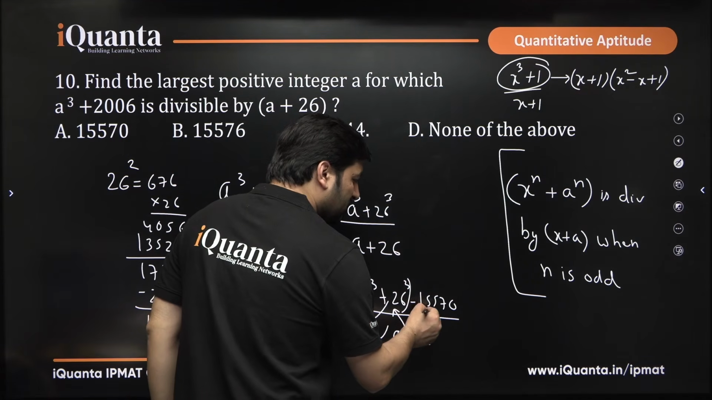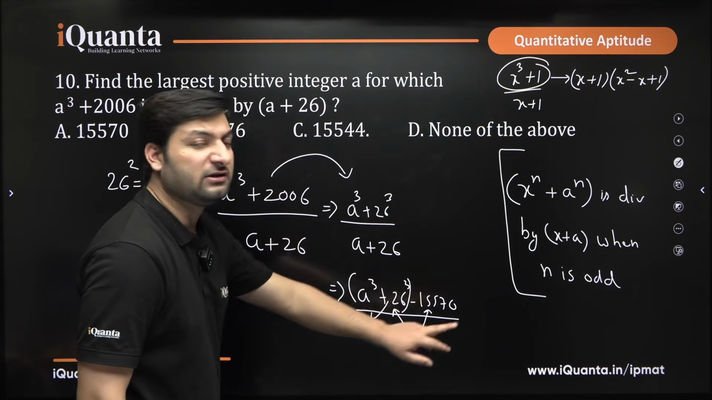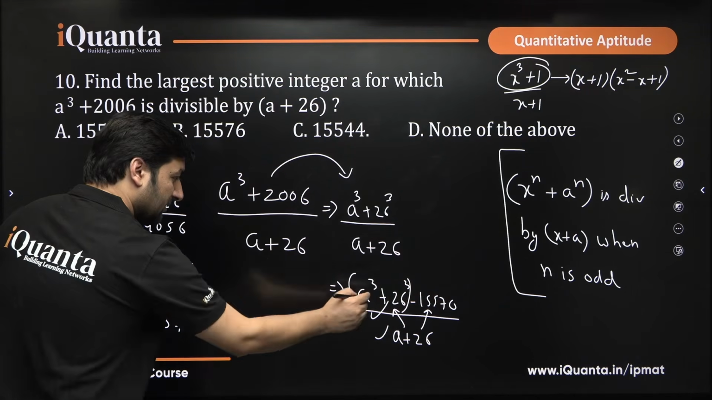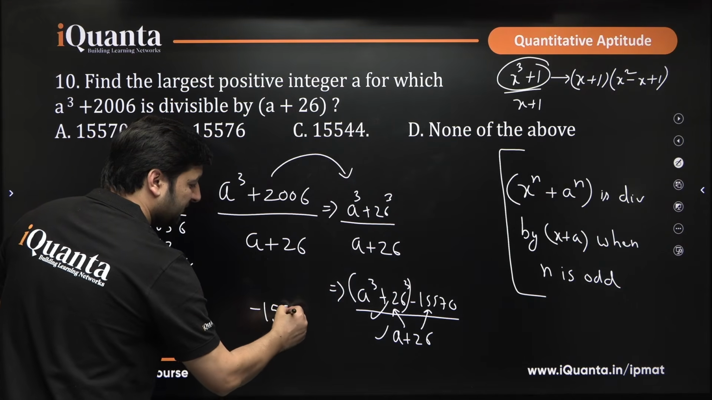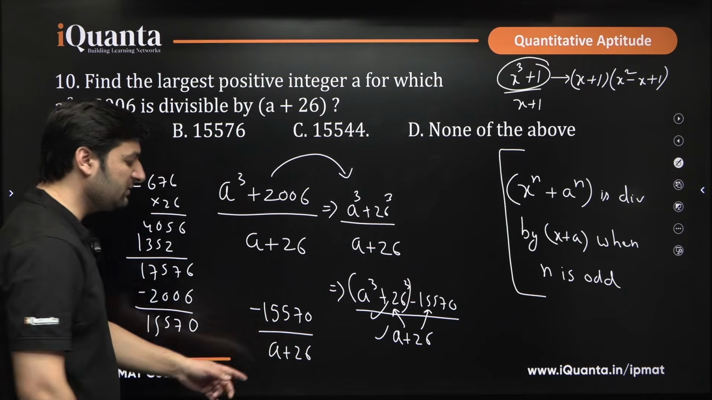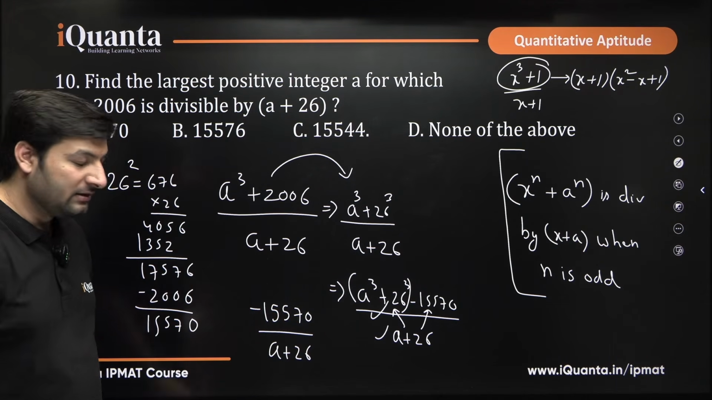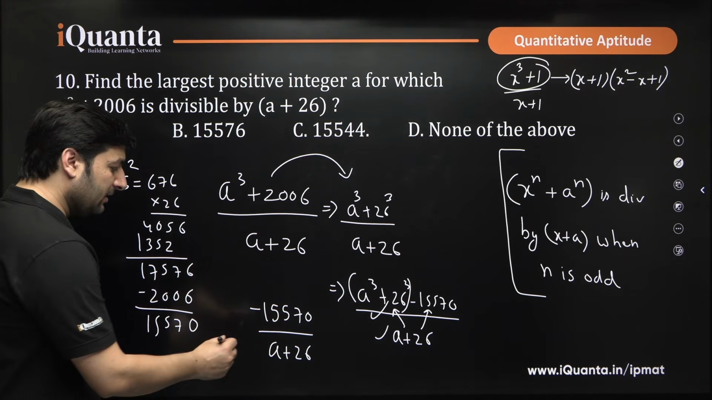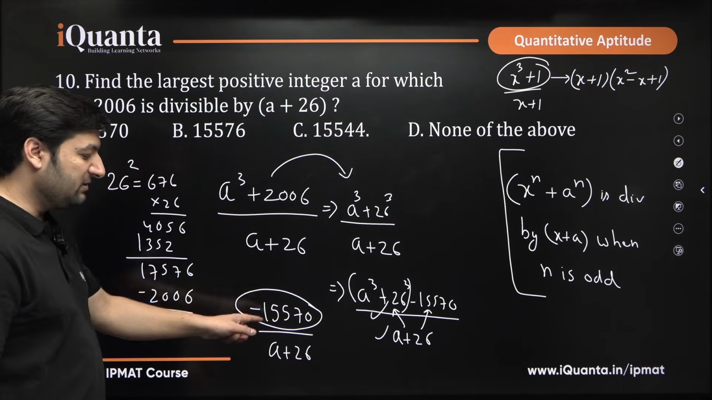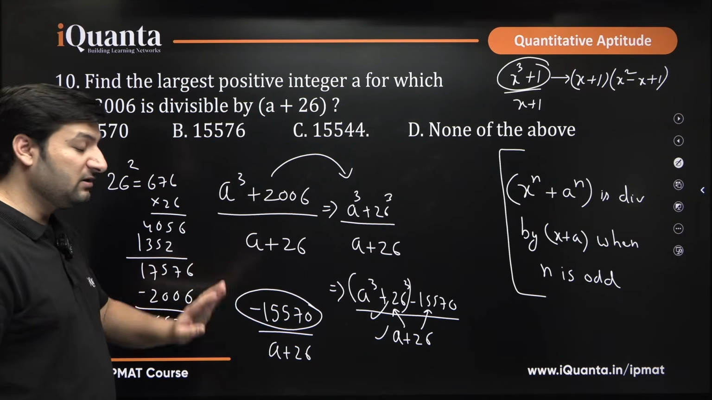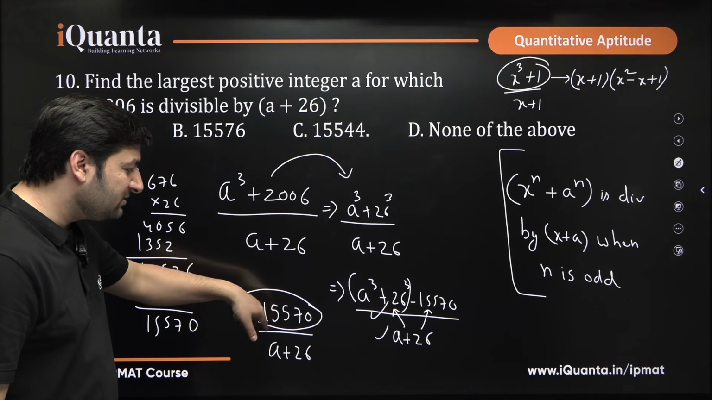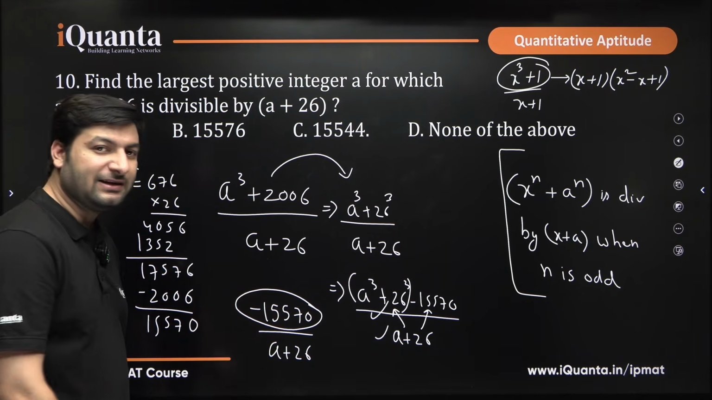Now I have to find some value of a which can divide the other number as well, and only then will the complete numerator be divisible by a plus 26. So I only have to care about 15570, and it should be divisible by a plus 26. What is the biggest value of a you can put here so that it divides it? You will try to maximize the value of a in a way such that it divides the numerator, right? Because if you minimize the divisor, then the value of a will decrease, right?